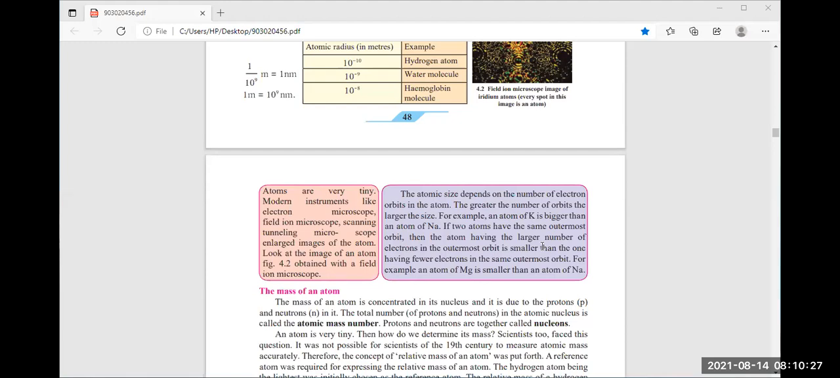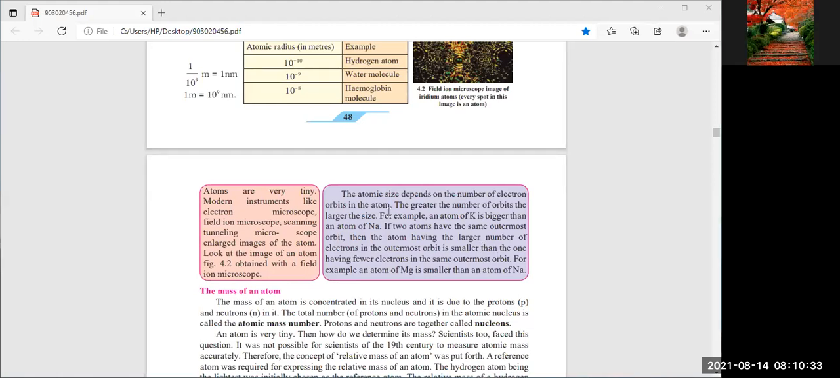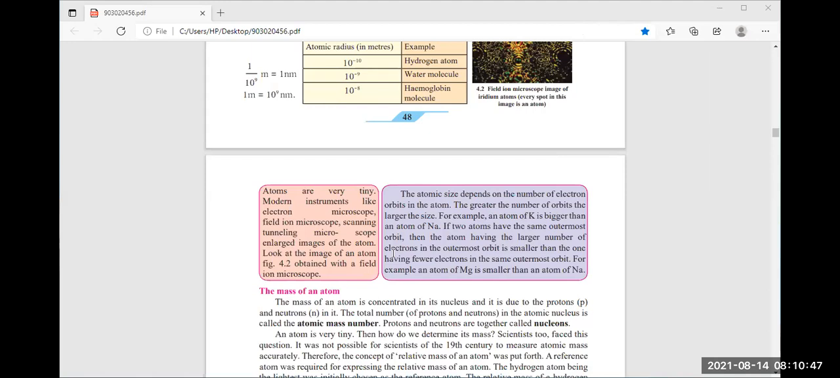Okay. So now here, you will see this microscope we are using, those objects are very minute. Under the microscope, we can identify what types of object they are, as well as which things are present in that object, we can observe it. So atomic size depends on the number of electron orbits in the atom. So we have seen about the orbits.